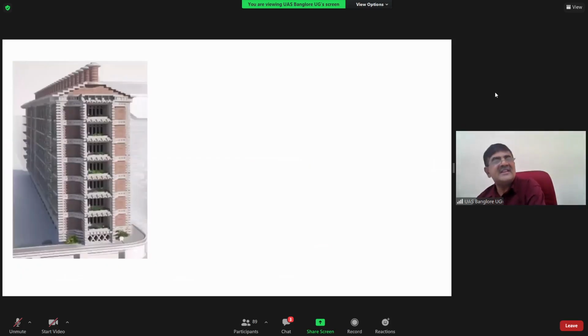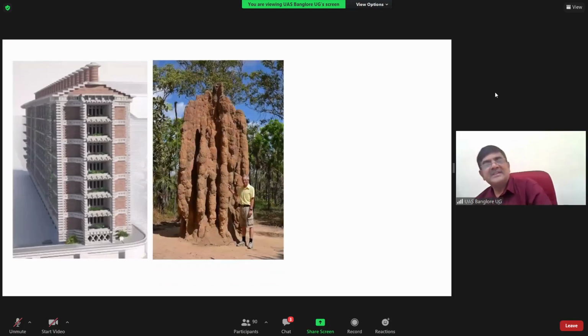And in the second diagram, what you are seeing is a multi-storied building that is well ventilated, with good ventilation and air conditioning chambers. This is the building built by termites. You can see the height of the termite mound. I think it is a 2 or 3 storied building.